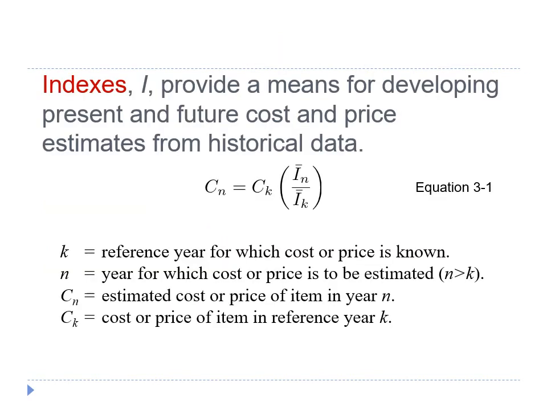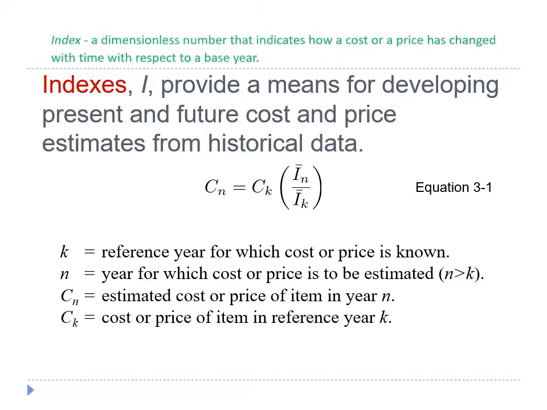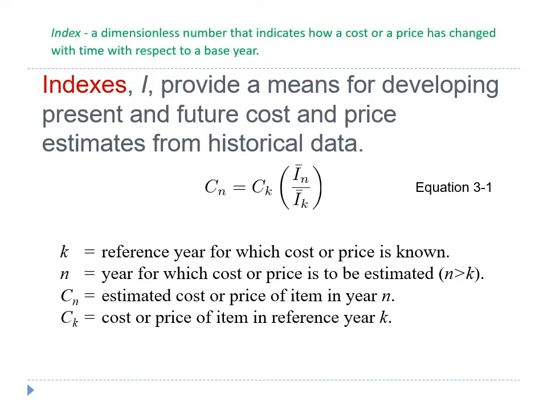Now we take a look at indexes. What is an index? An index is a dimensionless number that indicates how a cost or price has changed with time with respect to a base year. Indexes provide a convenient means for developing present and future cost and price estimates from historical data. This historical data is obtained from the base year.